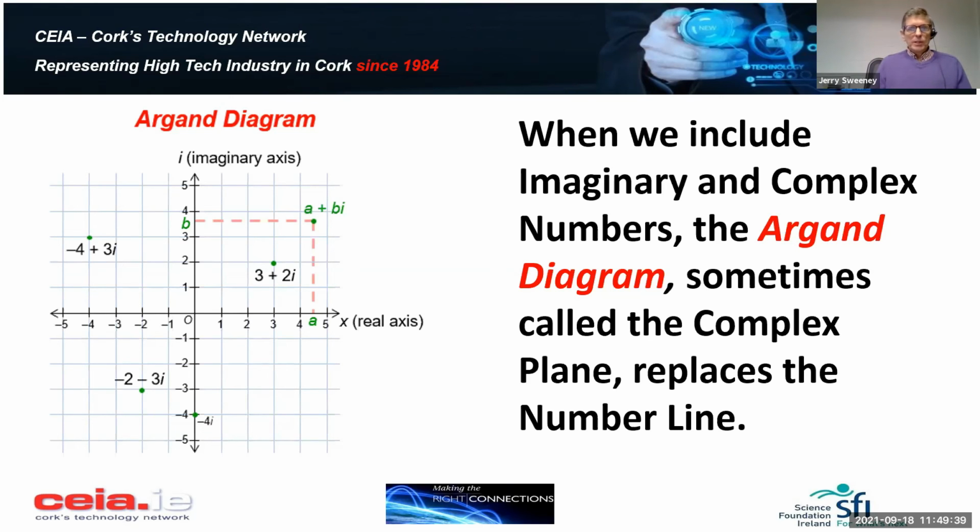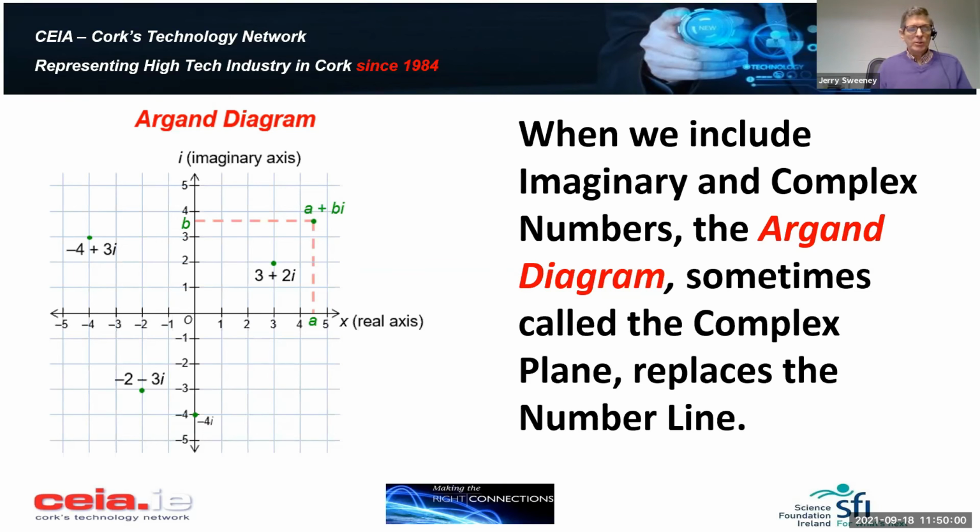So we now have a number line which is 2-dimensional. And I'll talk in a moment about it becoming more than 2-dimensional. But the number line that you learned about when you were in 4th class became 2-dimensional when you started talking about imaginary and complex numbers.